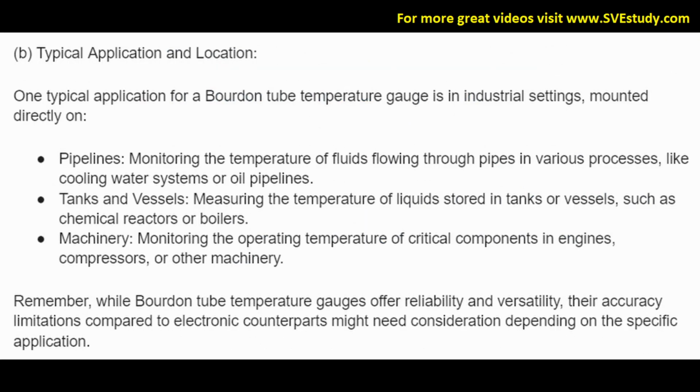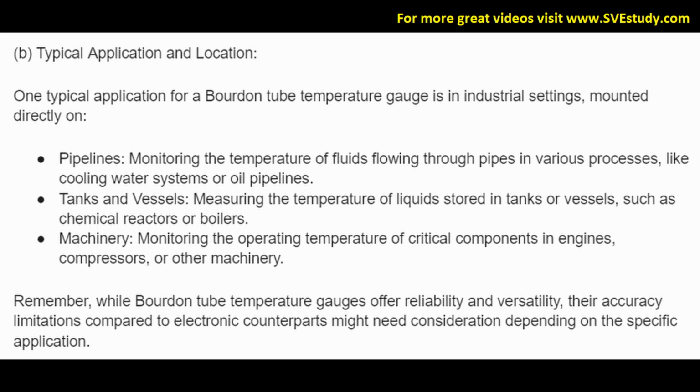B. Typical application and location. One typical application for a Bourdon tube temperature gauge is industrial settings mounted directly on pipelines, monitoring the temperature of fluids flowing through pipes in various processes such as cooling water systems or fuel pipelines.